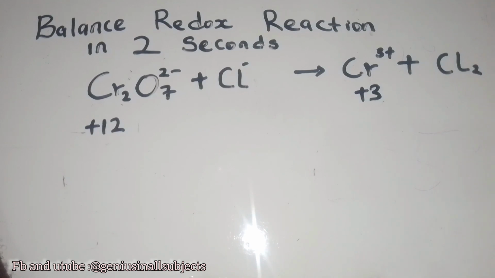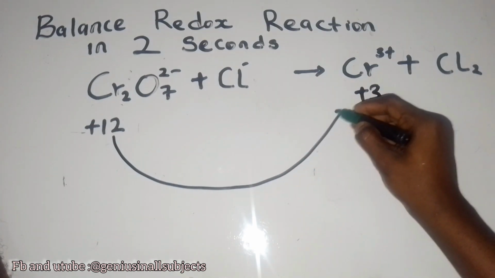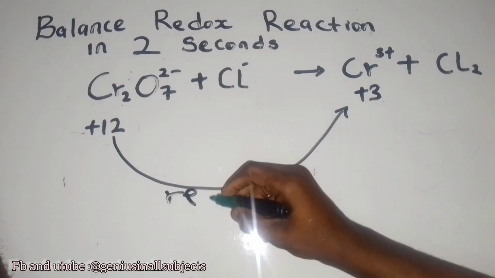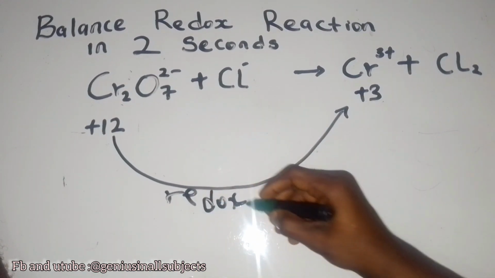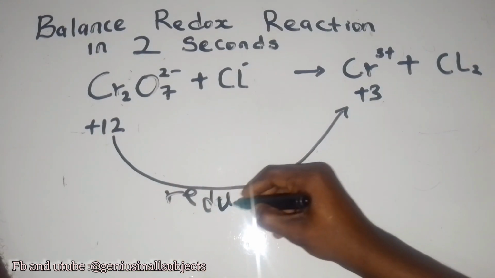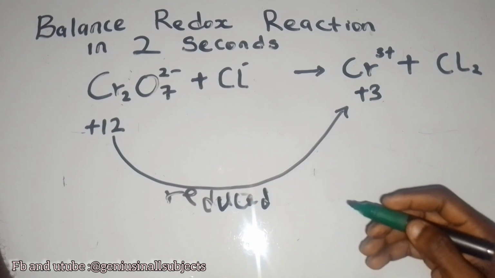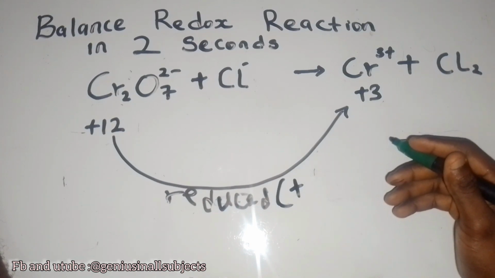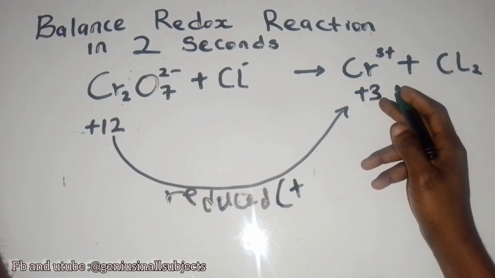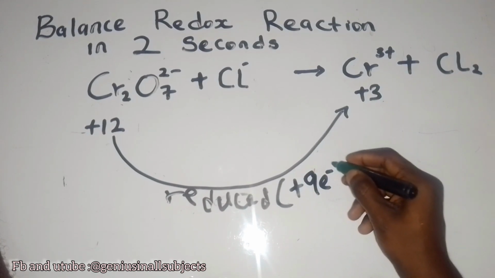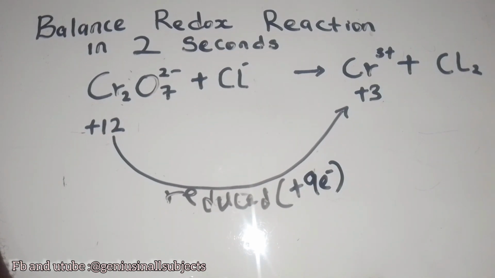So going from plus 12 to plus 3, that means it was reduced. Now, how much did it reduce by? It reduced by adding electrons. If you look at 12 minus 3, how many electrons were added? About 9 electrons were added to it. That was what made it reduced. So I believe you are getting it now.